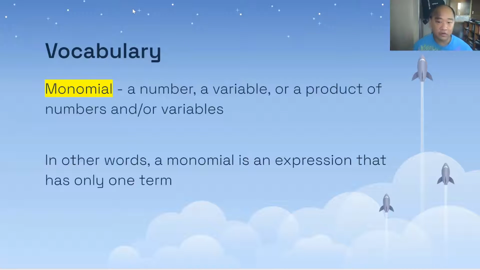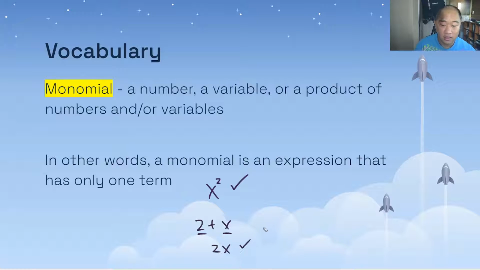Our only vocabulary word is monomial, which is a number, a variable, or a product of numbers and/or variables. So in other words, a monomial is an expression that has only one term, right? So for example, x squared. This has just the one term, so this is a monomial. But how about 2 plus x? Then this is no longer a monomial because now we have two terms, right?